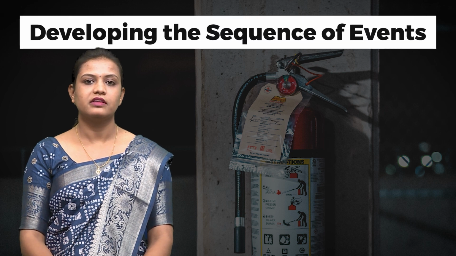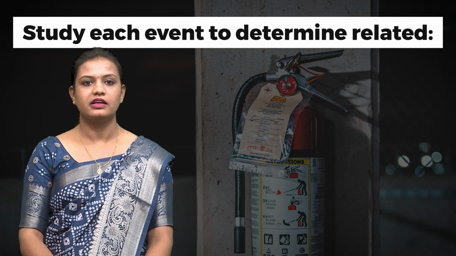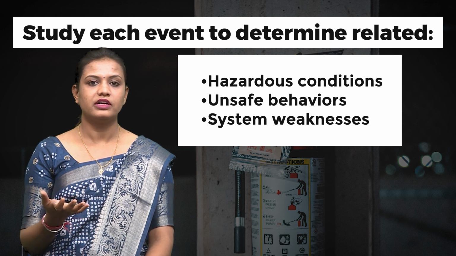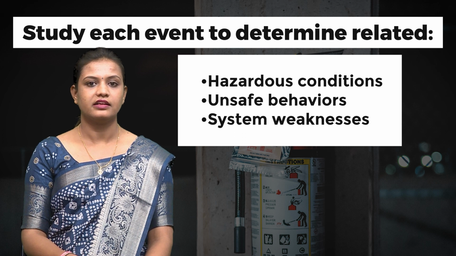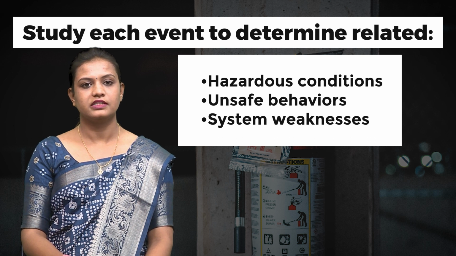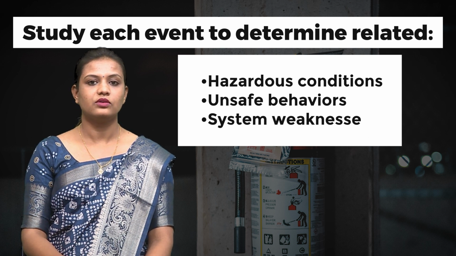The third step of the accident investigation process is developing the sequence of events. Determine the sequence of events in the accident process so that it can be effectively analyzed. Once the steps in the process are developed, study each event to determine related hazardous conditions, that is, things and states that directly cause the accident; unsafe behaviors, that is, actions taken or not taken that contributed to the accident; and system weaknesses, that is, underlying inadequate or missing programs, plans, policies, processes, and procedures that contributed to the accident.